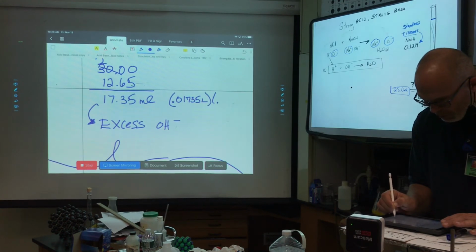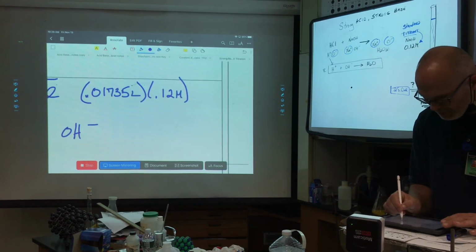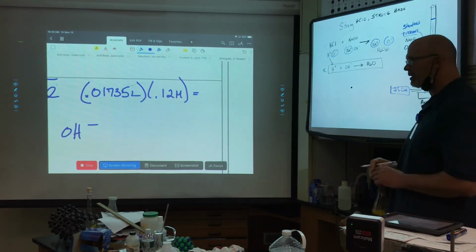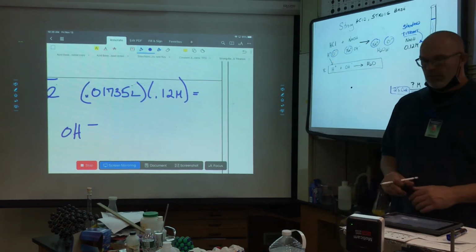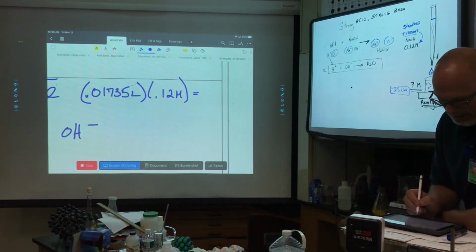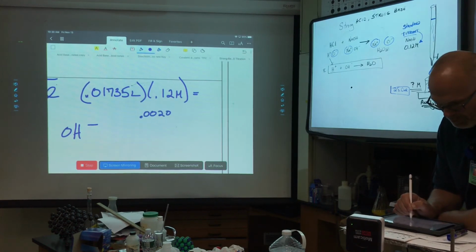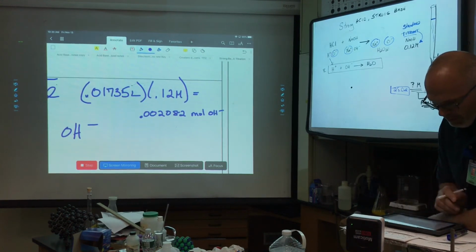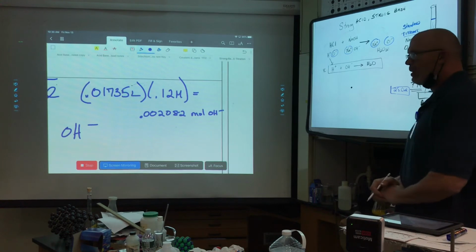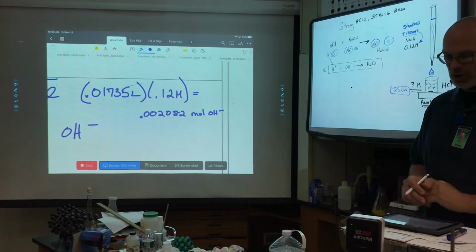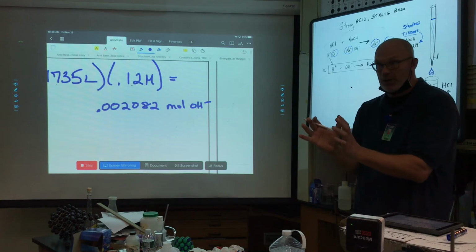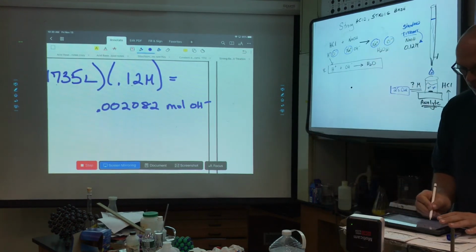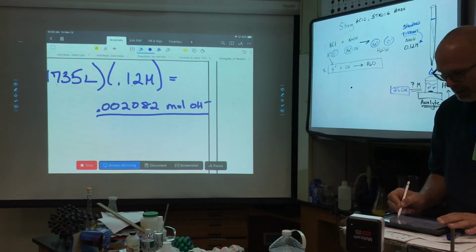Times it by the molarity, that's 0.12. What do we know? Molarity times volume is moles. And we know that's the standard solution. So I'll multiply that together. What do we got for that? 0.002082. And this is moles of hydroxide. Now, we need a molarity. We need a concentration of the hydroxide because that'll give me my pOH. So I'm going to divide this by the volume to get the molarity.